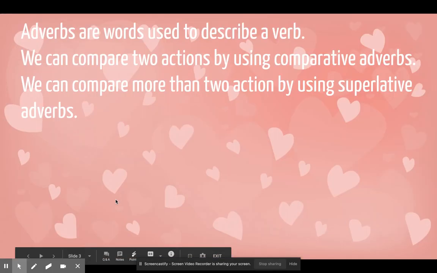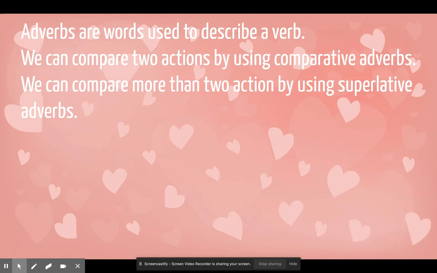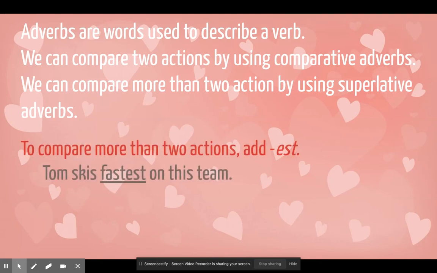So adverbs are words that are used to describe a verb. We can compare two actions by using comparative adverbs, and we can compare more than two actions by using superlative adverbs. To compare more than two actions, we are going to add est. So in our sentence, Tom skis fastest on this team. We are looking at the word skis as the verb, and we're describing how Tom does this and how his team does it. So the team is more than one person, so we are going to be using that superlative adverb, fastest.